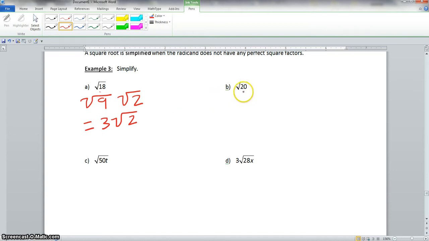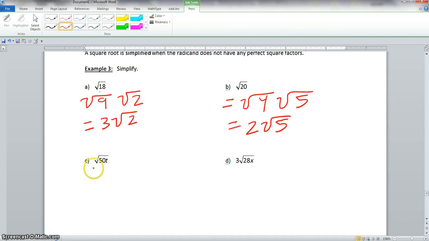Now we go to B, the square root of 20. If you look at the square root of 20, we have perfect squares 0, 1, then 4, then 9, then 16, and then we go to 25. Of those squares, only 4 goes into 20 evenly. So we could break 20 up into the square root of 4, and then we will be left with the square root of 5. The square root of 4 is 2, and we bring down our square root of 5.